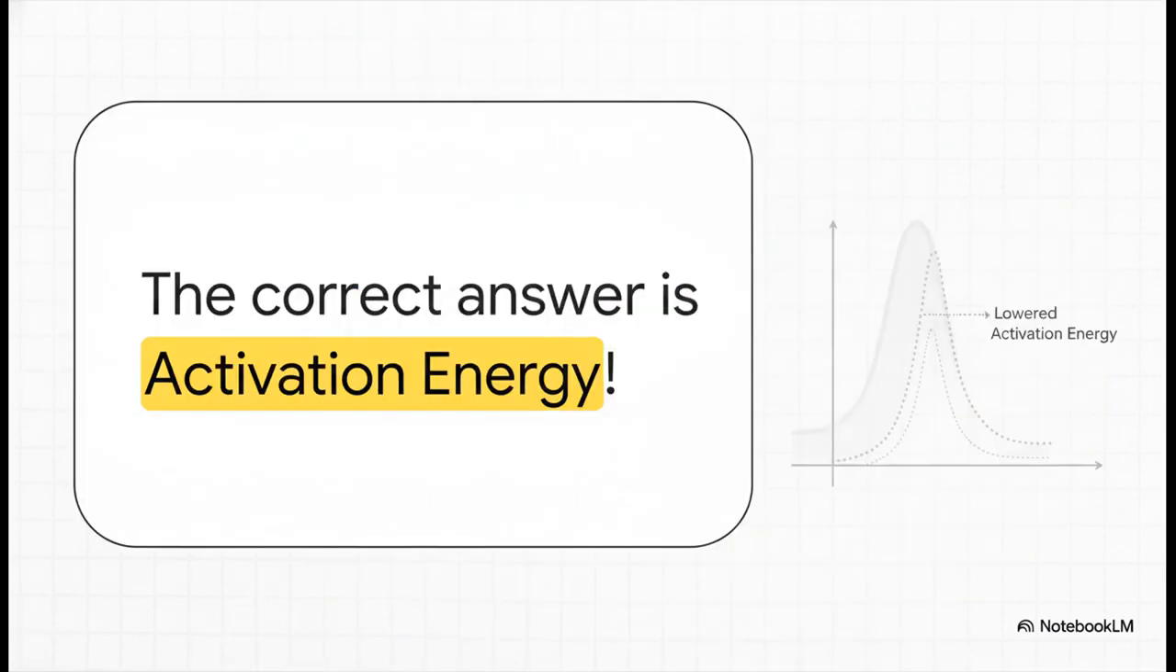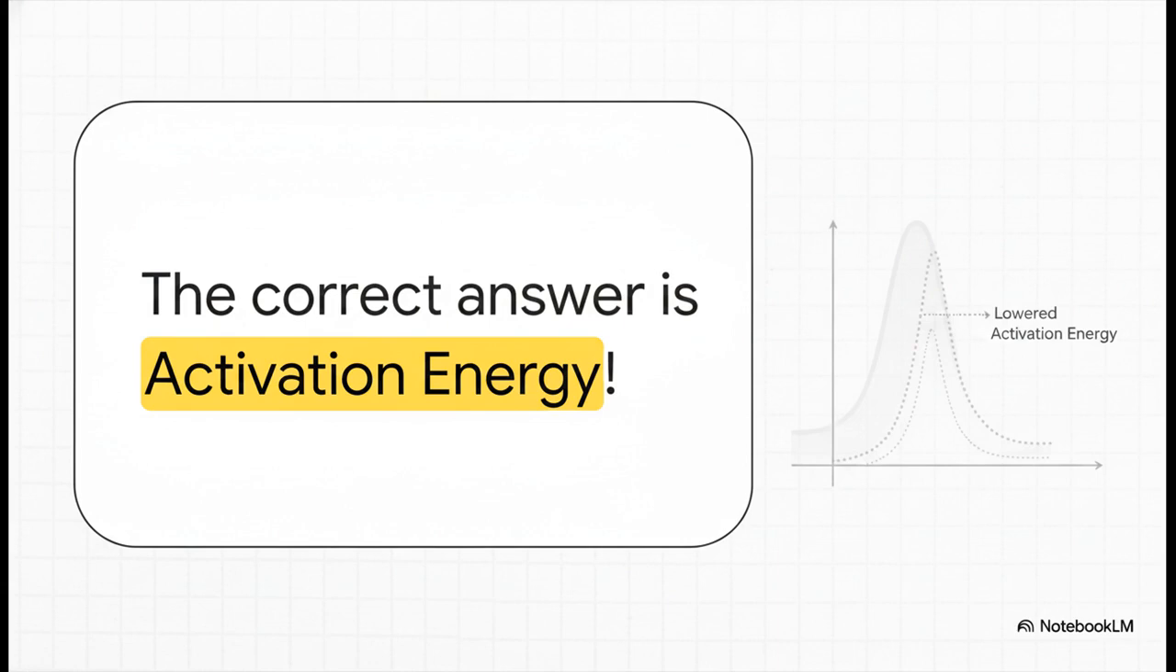So the crucial point here is remembering that potential energy graph we were looking at just a moment ago. The correct answer is B, activation energy. Catalysts don't mess with the starting energy, and they definitely don't change the ending energy. They purely work by lowering that middle activation energy barrier, making it just so much easier for the reactants to actually turn into products.